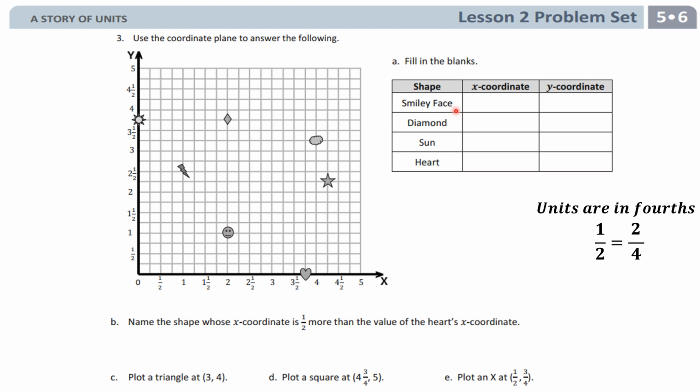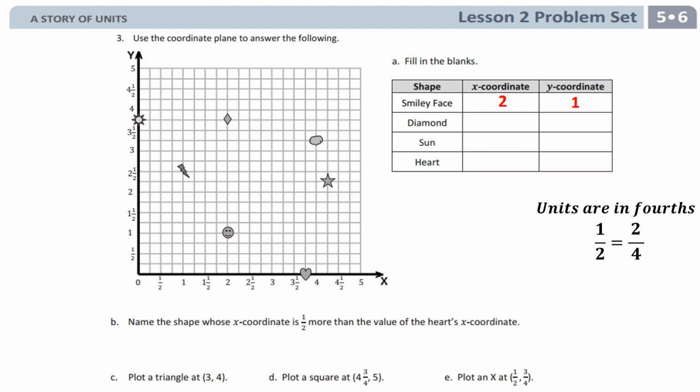Let's find the smiley face, it's right here. I'm going to start from 0, 0, that's where I always begin. But first I need to find the x-coordinate here. Starting at 0, 0, I'm going to go all the way over. 2 is the x-coordinate for the smiley face because it's right under the smiley face. And the y-coordinate of the smiley face, I'm going to go all the way over, is 1. So I have 2, 1, 2 comma 1.